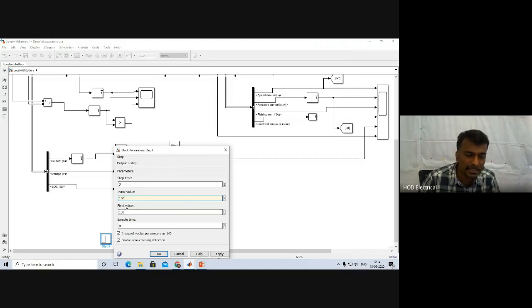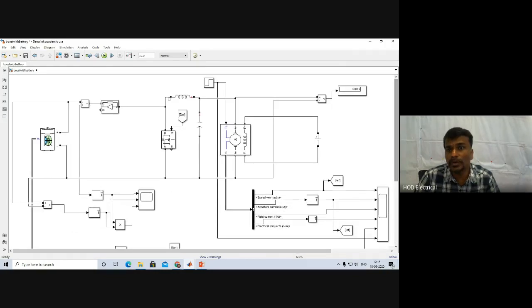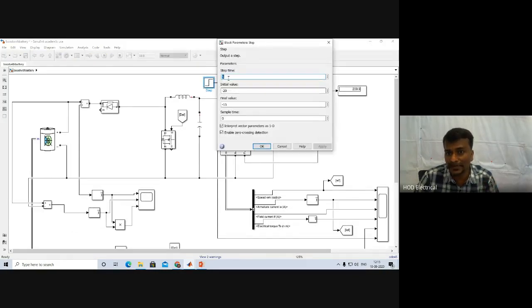Total simulation time is 10 seconds. Till 3 seconds, the speed reference is 100. Then the final value is 150, the rated speed, and it is in RPS. After 3 seconds it will run at 150 RPS. Then the load I have chosen till 5 seconds is a rated load of -20.